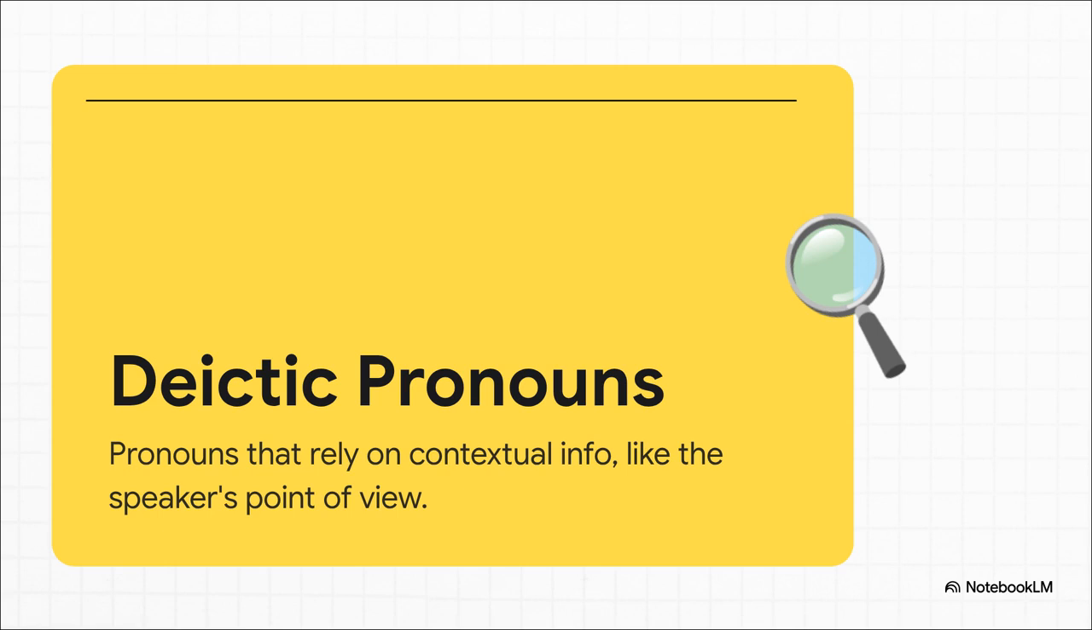Then we have deictic pronouns. These are entirely dependent on the speaker's specific physical context or spatial location. Imagine someone holding up an object and saying, "This is my book." If you can't physically see what they're holding, that pronoun means absolutely nothing to you. It's completely tied to the immediate situation.